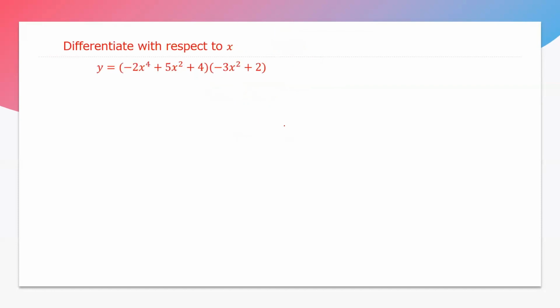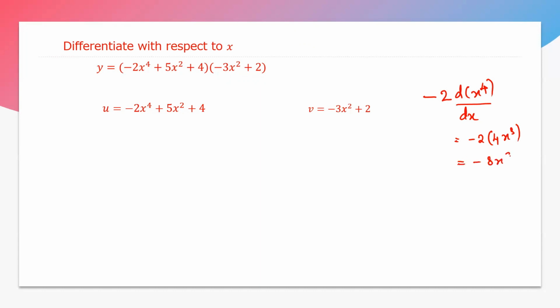So let's differentiate y is equal to minus 2x power 4 plus 5x square plus 4 into minus 3x square plus 2 with respect to x. Let us consider the first factor as u and second factor as v. Let's differentiate u with respect to x. Here, let's take minus 2 as the constant multiple. Let's differentiate only x power 4 with respect to x. So which is equal to minus 2 into differentiation of x power 4 is 4x power 3. So which is equal to minus 8x cube.